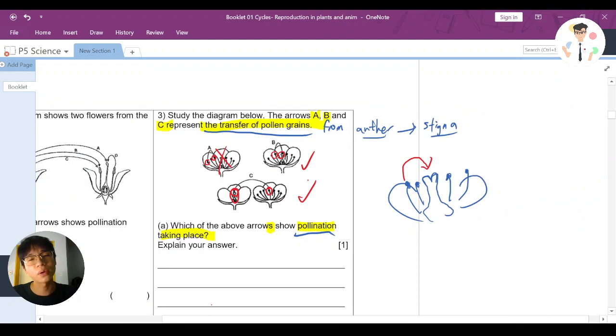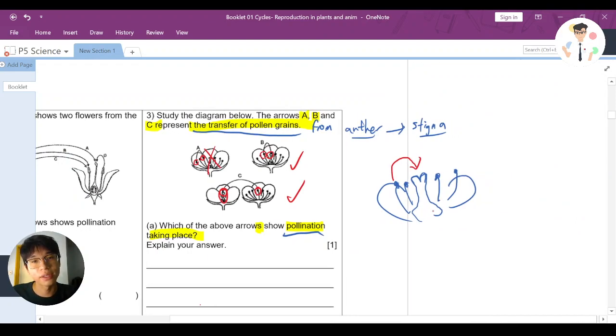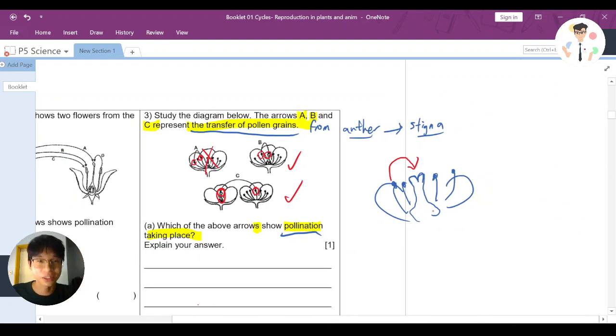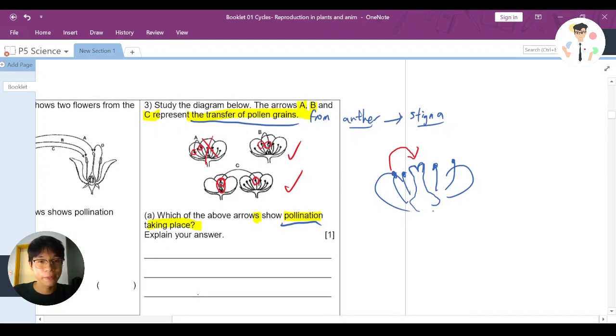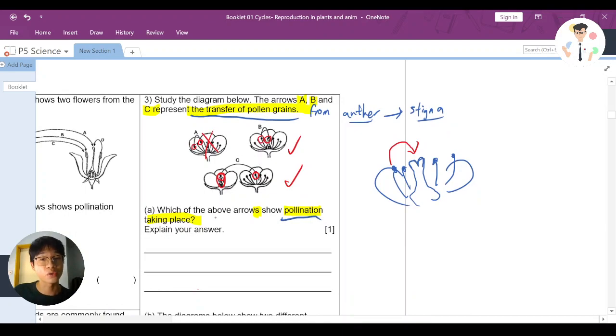But teacher, two flowers leh. But you are drawing one flower. Hey, it's okay lah, okay? Because it's transfer of pollen grains from anther to stigma, right? So it doesn't matter whether it's from the same flower or the same plant. It's okay. Again, we learn about self-pollination, we learn about cross-pollination. So which of the above arrows shows pollination taking place? You can write B and C.